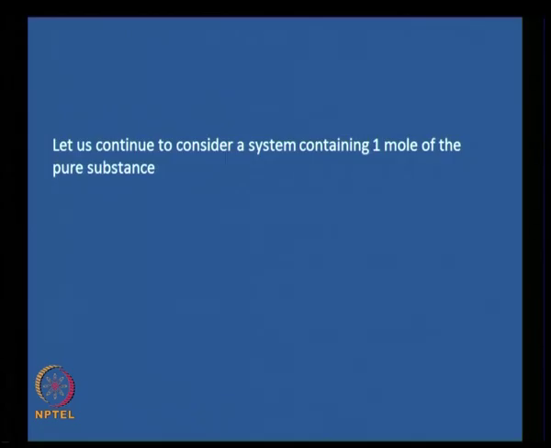Now let us continue to consider a system containing 1 mole of the pure substance. This is for initial development, it is easier to understand things at 1 mole and then we can generalize. Also, unless otherwise specified, or in other words we will specify things when things become different, we are going to consider a closed system. To recall what a closed system is, we know that a closed system is something that can exchange energy with its environment, whereas it cannot exchange mass with its environment.